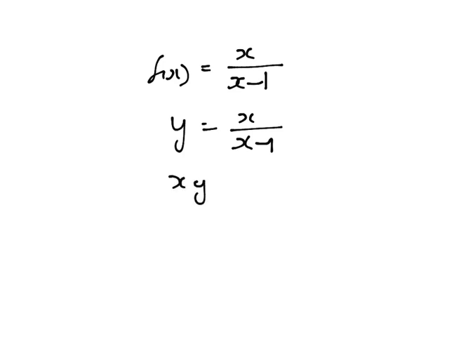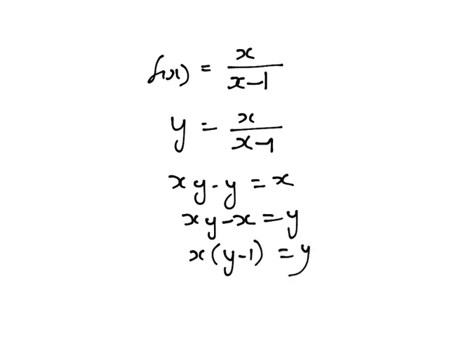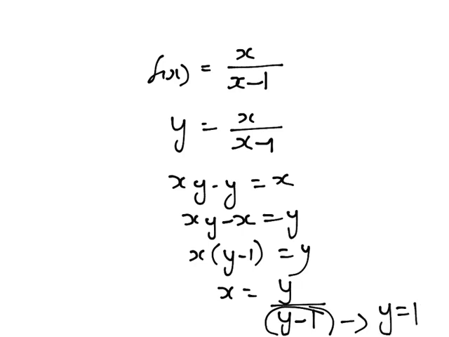xy minus y equal to x, xy minus x equal to y. Take x common: x into y minus 1 equal to y. So x equal to y over y minus 1. As you can see, when you put y as 1, the denominator will become 0, right? Therefore, y cannot take the value of 1. y can take any other value except 1.